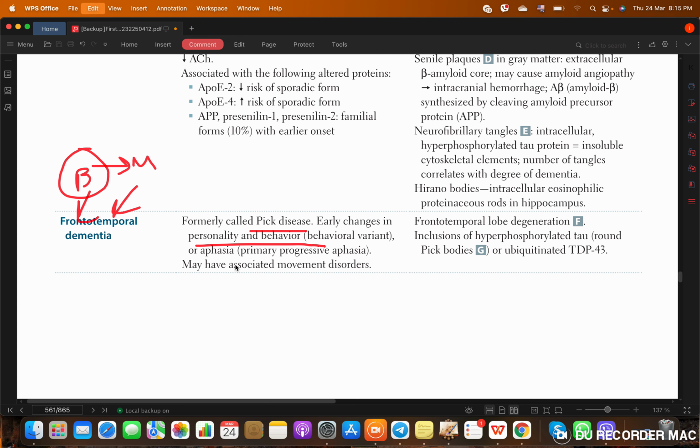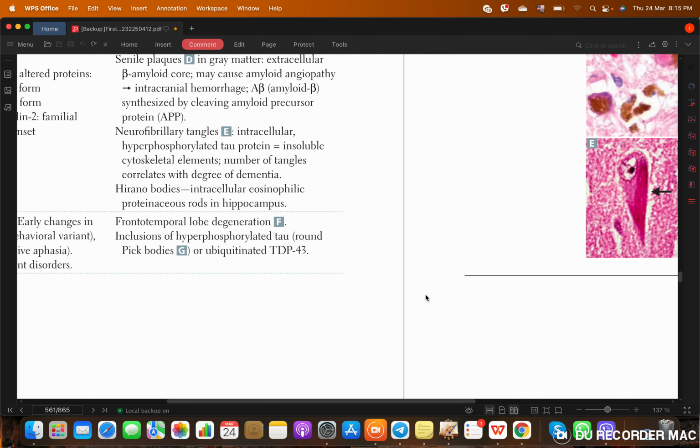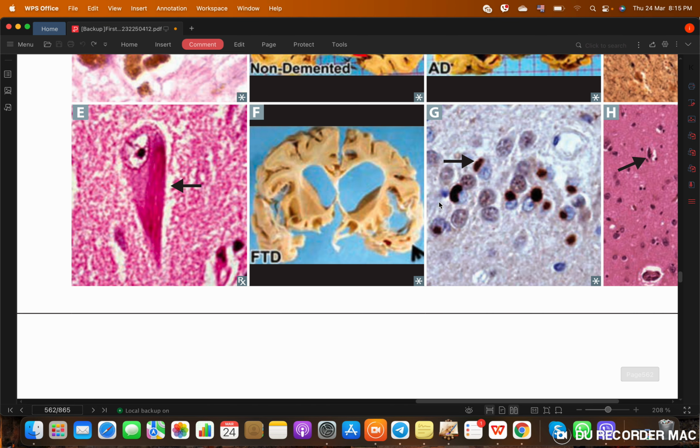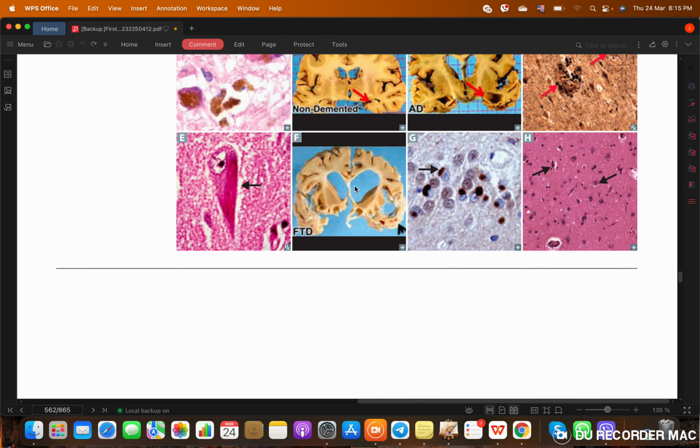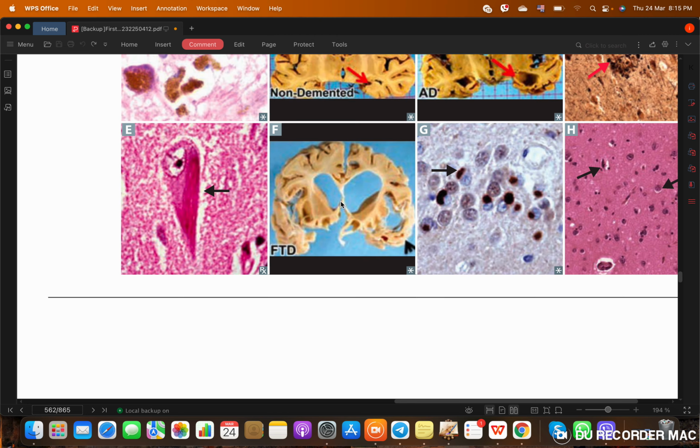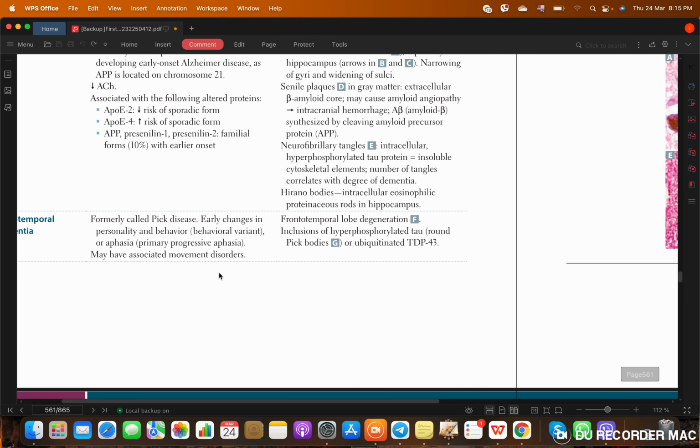Behavioral variant and aphasia, primary progressive aphasia, so they cannot speak after some time. May have an associated movement disorder. Frontotemporal lobe degeneration, so mainly the frontal lobe and the temporal lobe will be messed up. This is the temporal lobe in this case, as you can see it's gone basically. The ventricles are huge because of ex vacuo ventriculomegaly, which means absence of brain tissue will lead the ventricles to become bigger in size.